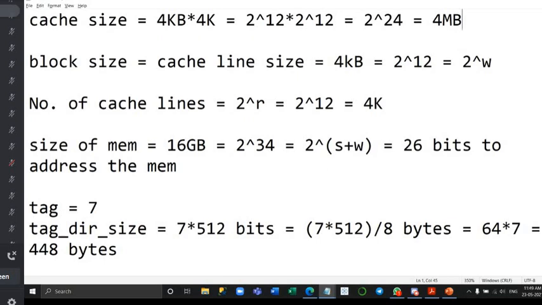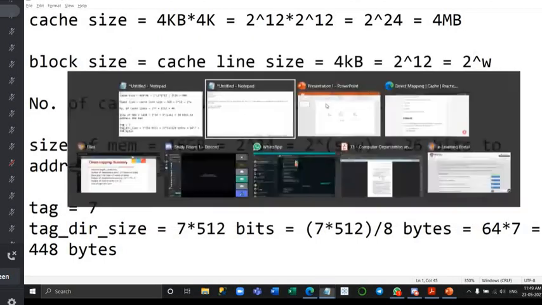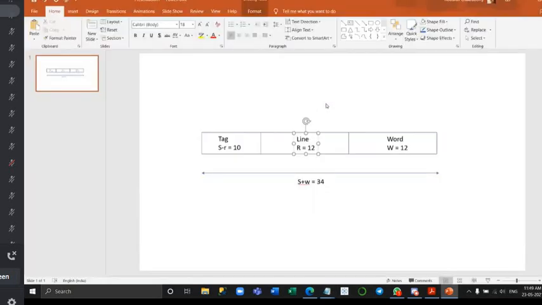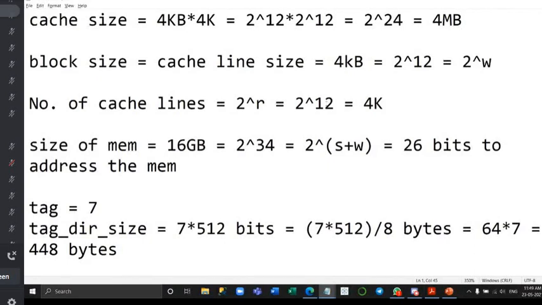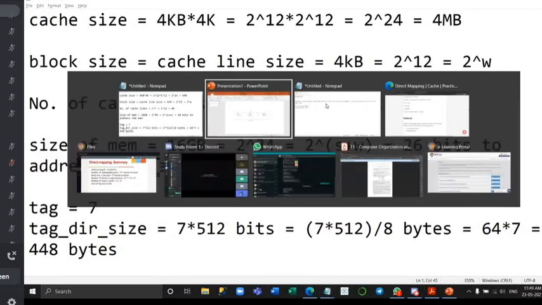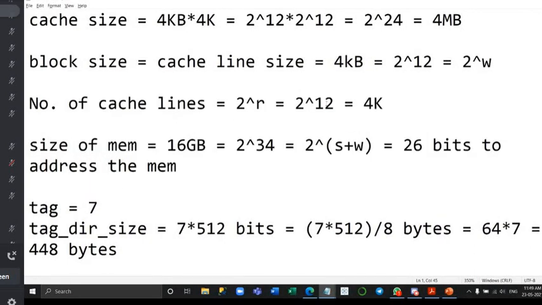Is that part clear? Yeah. Is that part clear? Yes, I didn't get it. Can you come again? The cache size thing, right? How did you multiply 4 KB into 4?